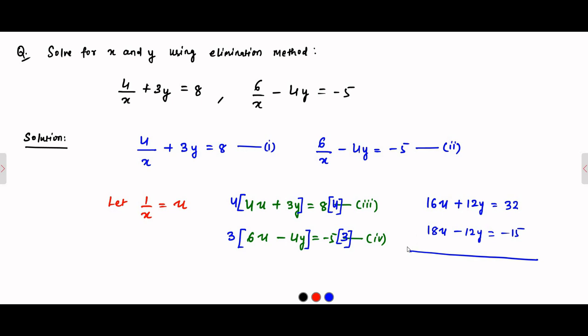Now we'll add these two equations. So 16u plus 18u is equal to 34u. 12y minus 12y gets cancelled, y gets cancelled here. So 34u is equal to 32 plus minus 15, that is equal to 17. So we have 34u is equal to 17.